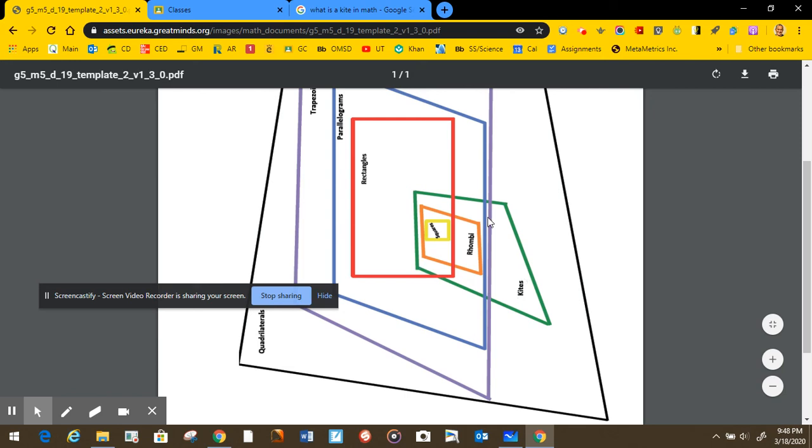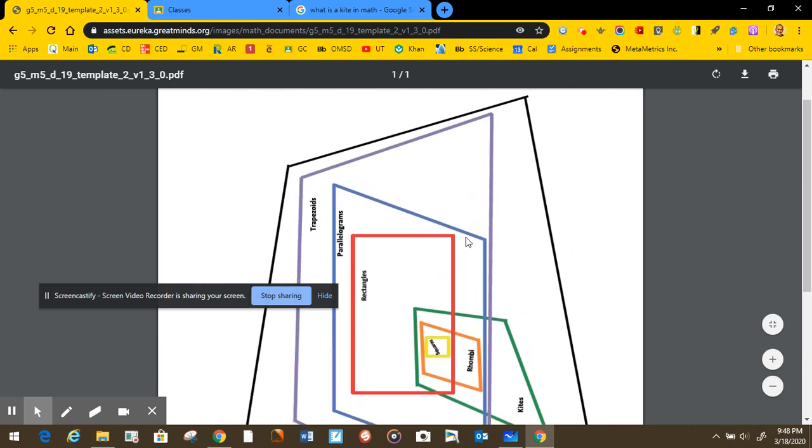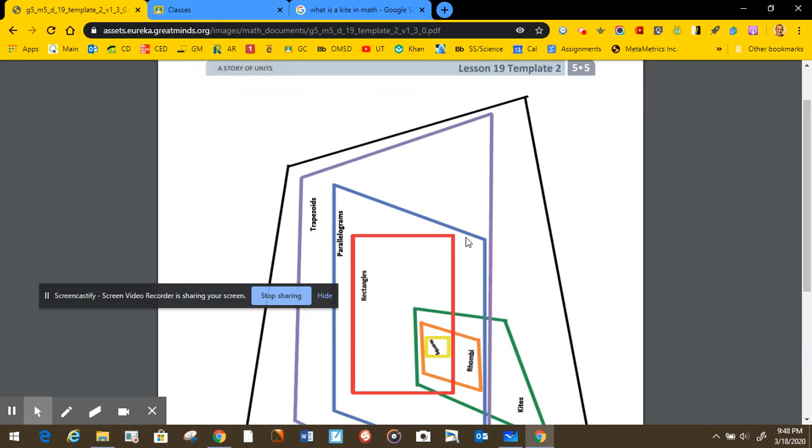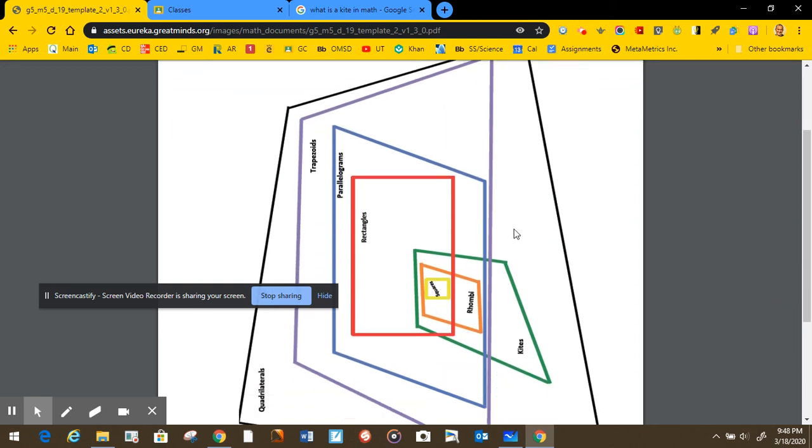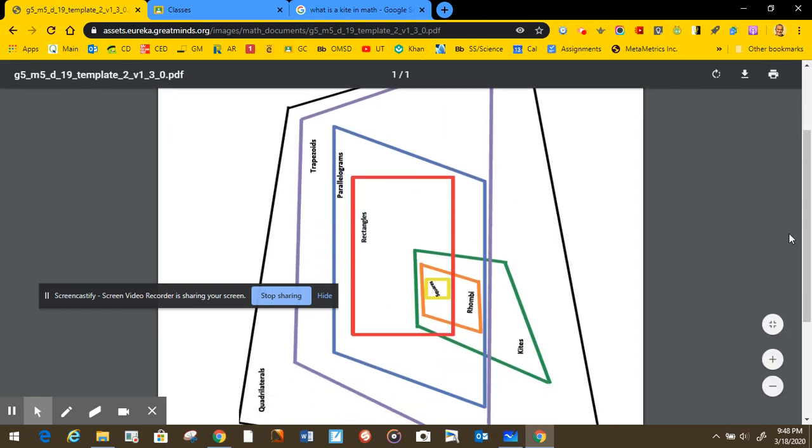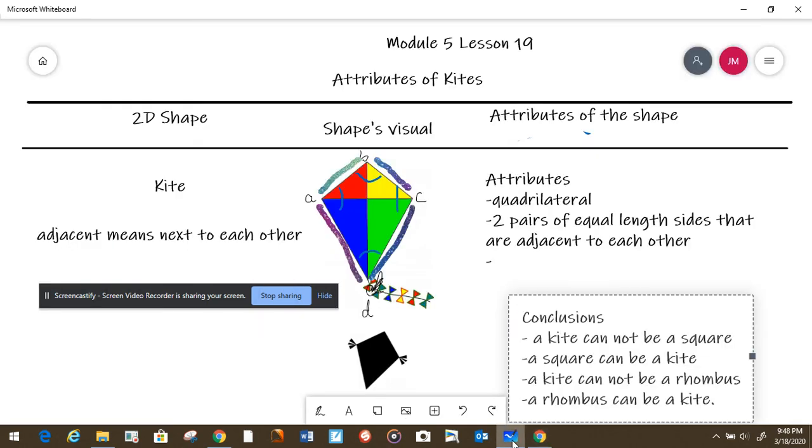Make sure you review this right here because everything that I've been writing, all the conclusions for Lessons 16, 17, 18, 19 come from this shape. It's a little confusing, but it's not too bad to understand it.